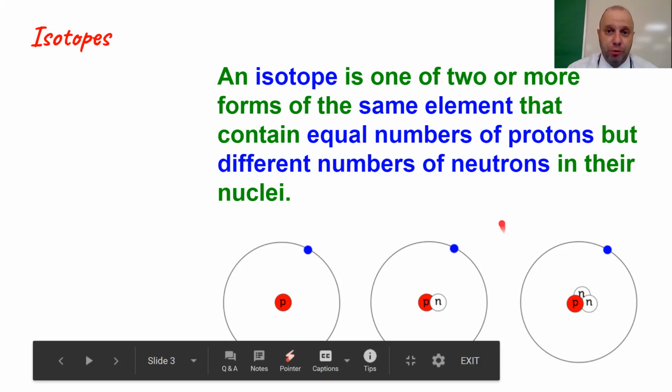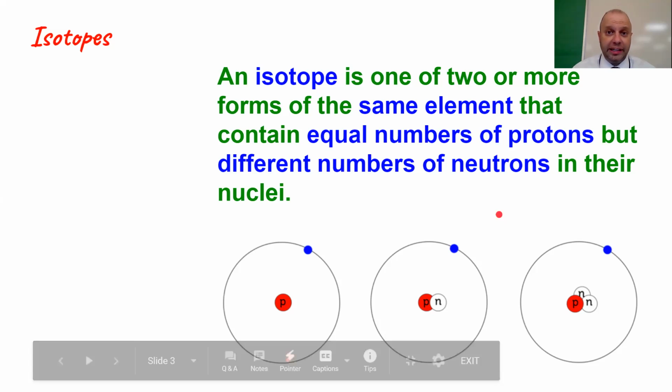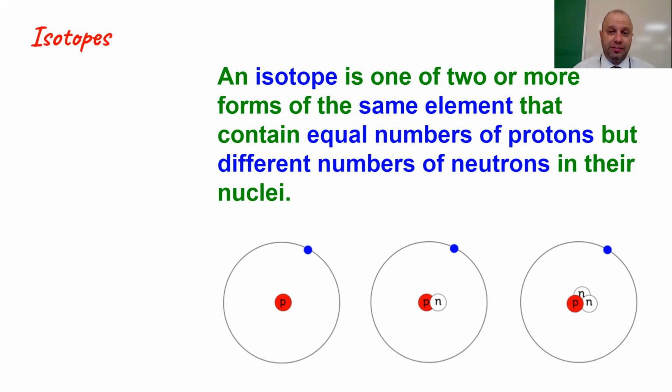But it's really the protons that are important. The protons are 1 in each of these examples. Therefore, it's the same atom in all three examples, just different isotopes. Okay, let's take a look at the next slide.